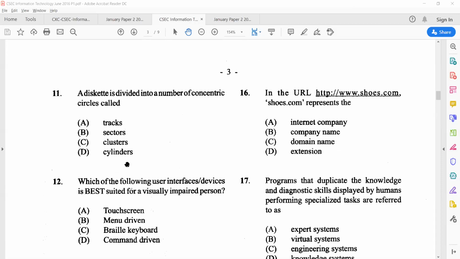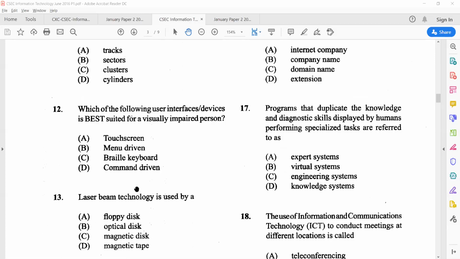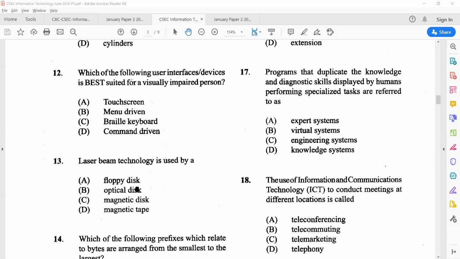Now remember, the concentric circles of the disk are called tracks. And part of that track is called a sector. Okay, multiple sectors are referred to as a cluster, and if you have multiple disks, that's a cylinder. The answer for number 11 is A, a track. Okay, let's move on to number 12.